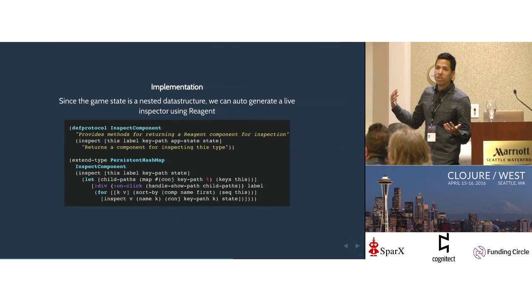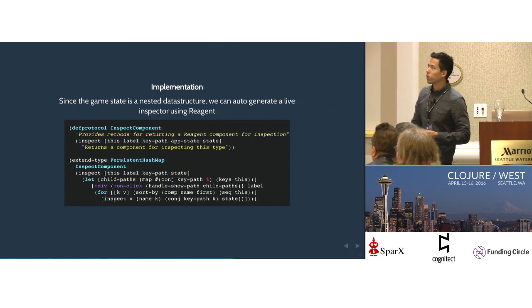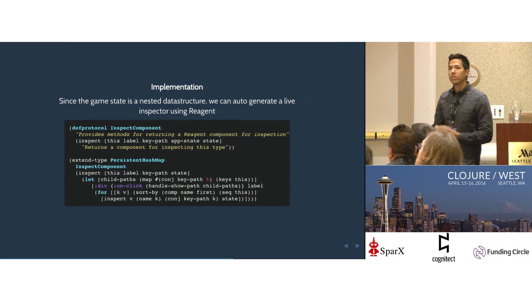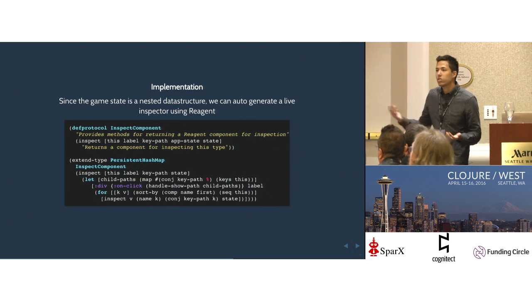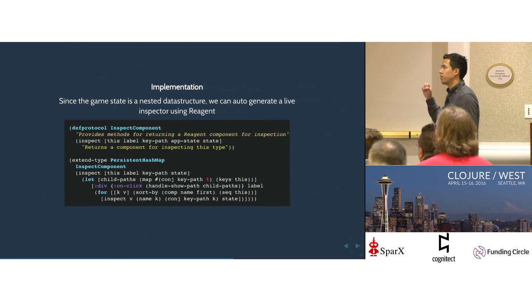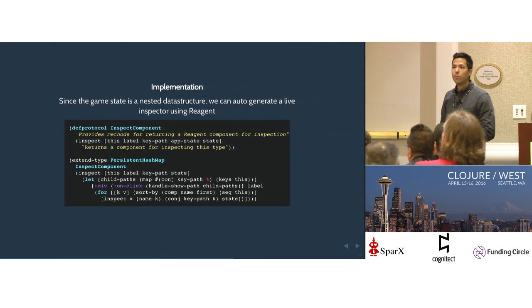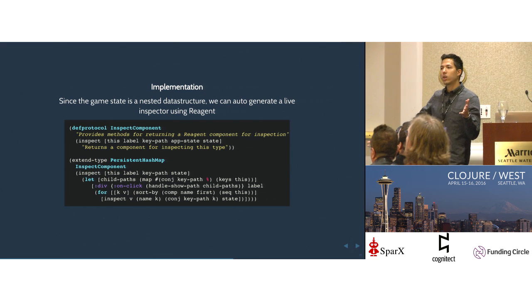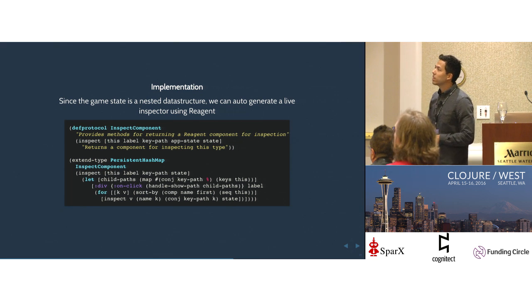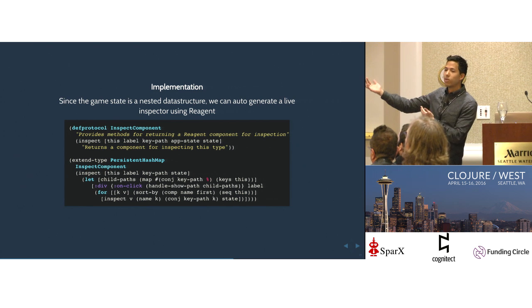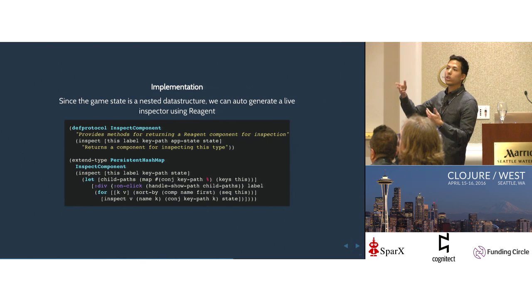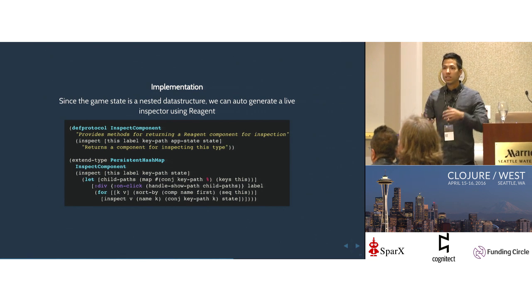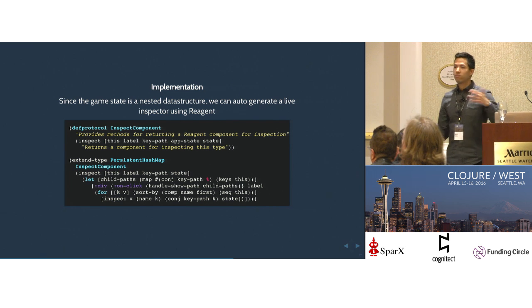Well, let's just extend our data types. We're going to implement a new protocol, which is going to have a single method called inspect, and it's just going to return a React component. And we're going to recursively evaluate our nested data structure, and we're just going to tell Clojure what to return when we call inspect on it. So we can create recursively a UI now that is our inspector.